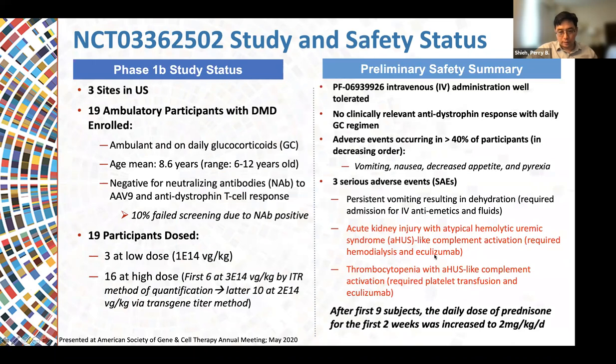You can treat these with eculizumab, which many of you may be familiar with. This is something that you can use to treat myasthenia gravis. Similar types of drugs can be used to treat NMO, for instance. So it's a complement inhibitor. And in this case, it was used for these patients. It was also used in the previous study. So two patients in this study so far.